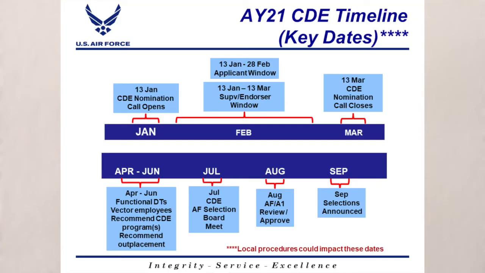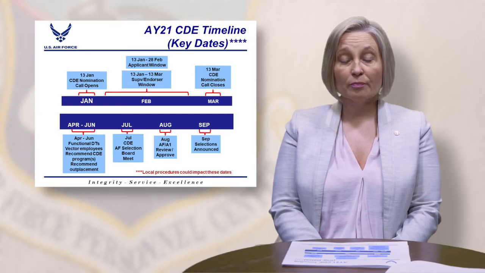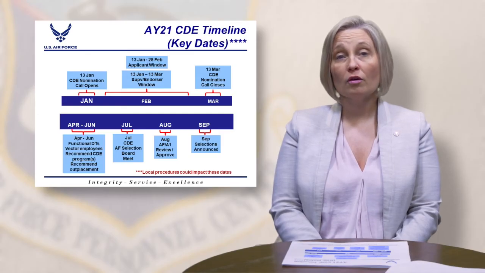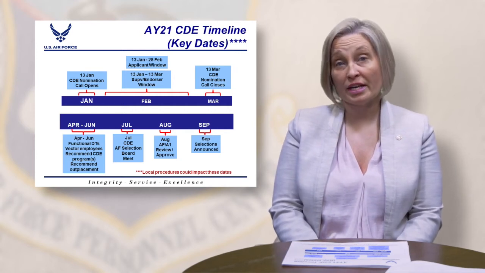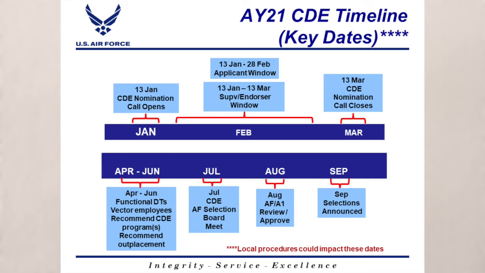The timeline this year has shifted from previous years, so you'll note on the timeline this year that we opened the CDE call January 13th. And it's important to know that this particular call opens up to the employee from 13 January through February 28th. After February 28th, the MyVector system will close to employees and only be open for the endorsing officials to complete the endorsement package. The call officially closes on 13 March, and the system will close to endorsing officials at that time.